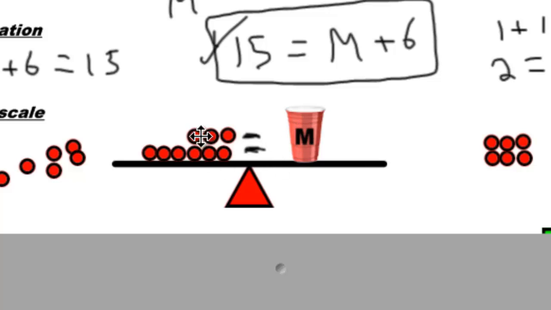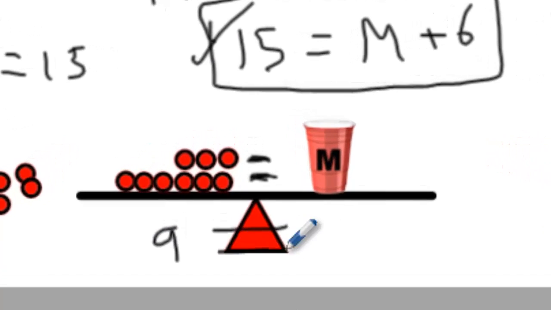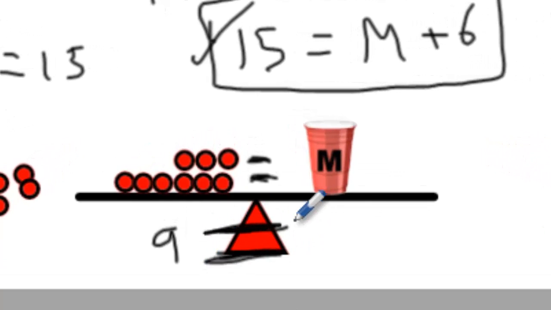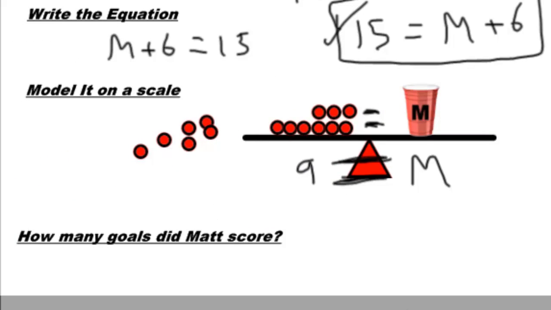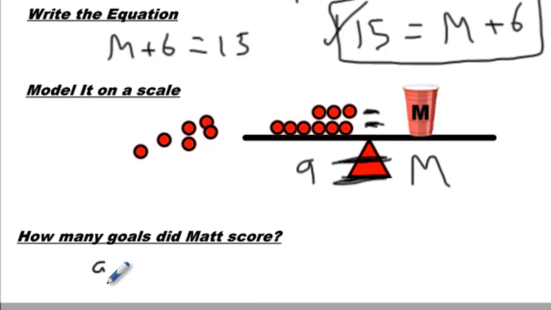It says 1, 2, 3, 4, 5, 6, 7, 8, 9. It says 9 equals M. What does M represent again? Right, it's Matt's score. Matt scored 9 goals. Now we have to check it just to make sure. How many goals did Matt score? He scored 9 goals.